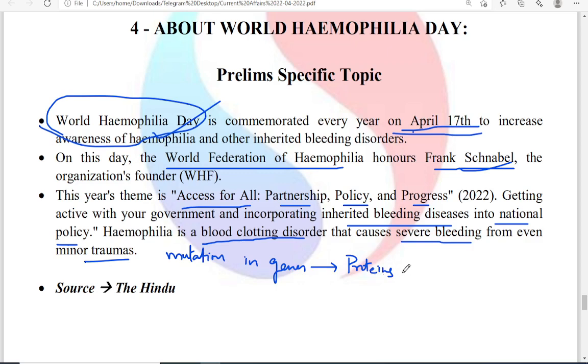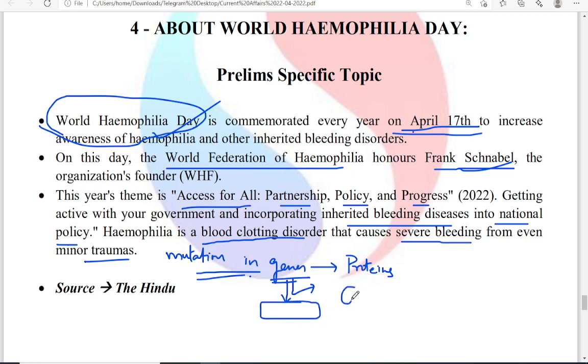The genes provide the instructions for making the clotting factor proteins needed to form the blood clot. If they get mutated, that means they get changed, and they fail to instruct for the clotting. As this is a genetic modification, it will get transferred to the children as well. So it becomes a hereditary problem for the children. They might get it or might not, but the problem exists.